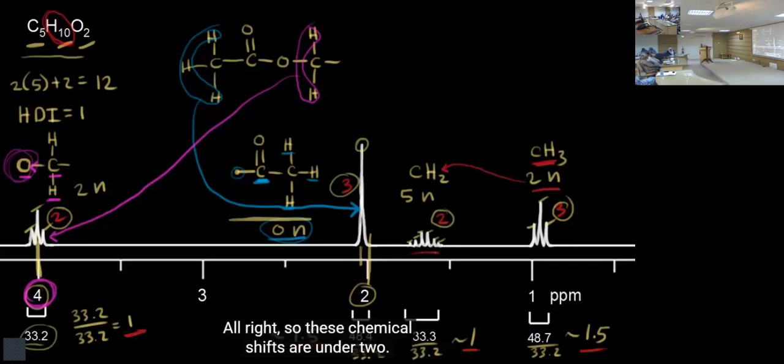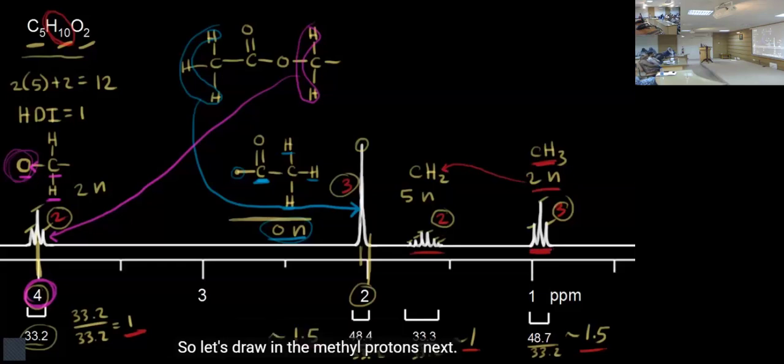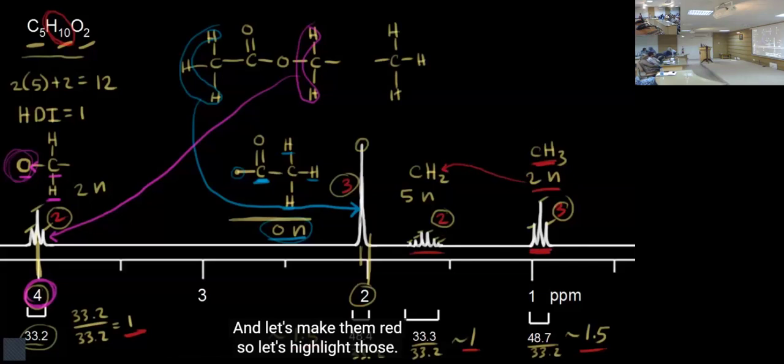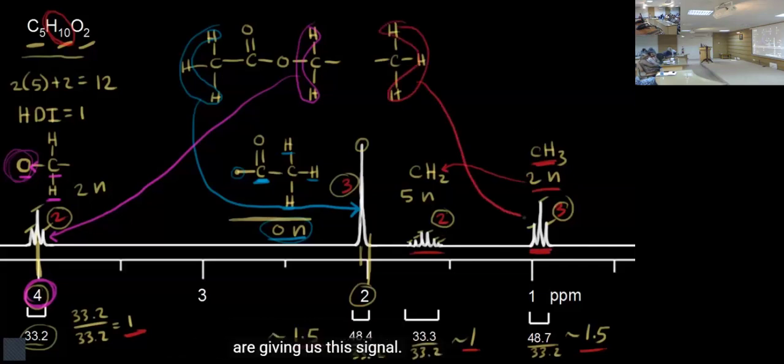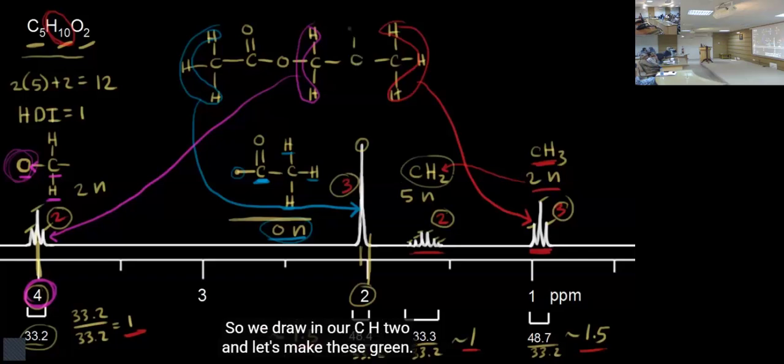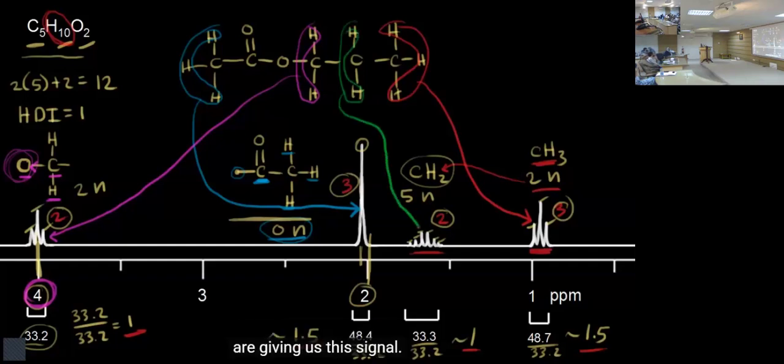These chemical shifts are under 2, so those are relatively far away from the oxygens. So let's draw in the methyl protons next. So we have our methyl protons right here, and let's make them red. So let's highlight those. So these methyl protons right here are giving us this signal. And then finally, we have a CH2 left right here. So we draw in our CH2, and let's make these green. So these 2 protons right here in green are giving us this signal.